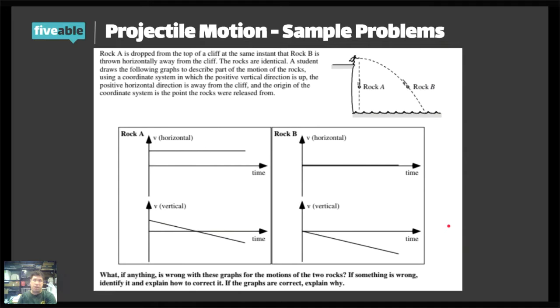So if I were to have to change these graphs, they'd probably change to be something like this. Rock A's velocity should be 0 vertically or horizontally. Rock B's horizontally should be constant and positive. And rock A's vertical graph should look the same as rock B's vertical graph. They should have the same slope. Both start at 0 and both go negative because they are both falling downwards with no initial vertical velocity.